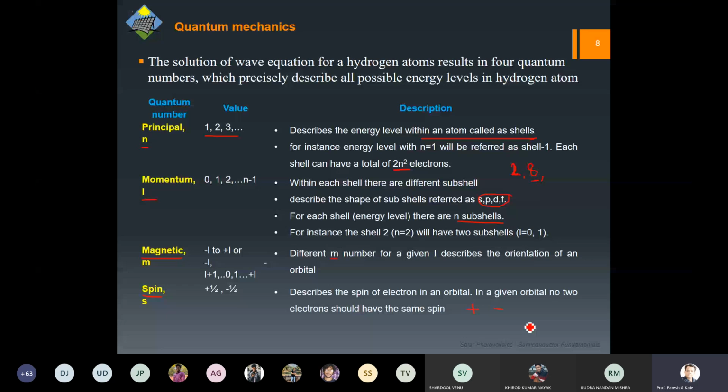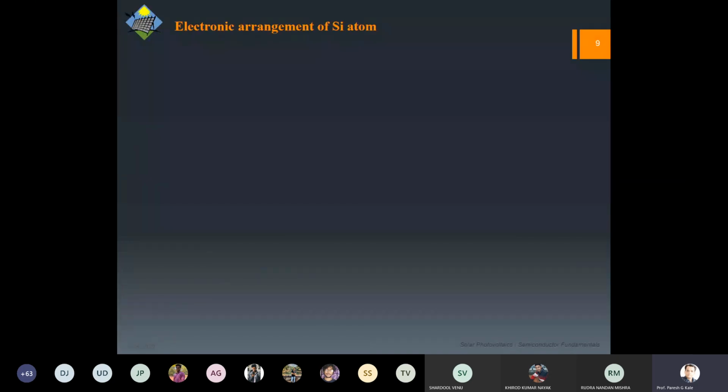This is because by the pigeonhole principle, at a particular position you can have only one electron which is having a particular spin, either positive or negative. Anyway, these four numbers can be used precisely to define the position of an electron. We use it rarely, I'm just telling you. So let us talk about silicon, and let us apply all this.